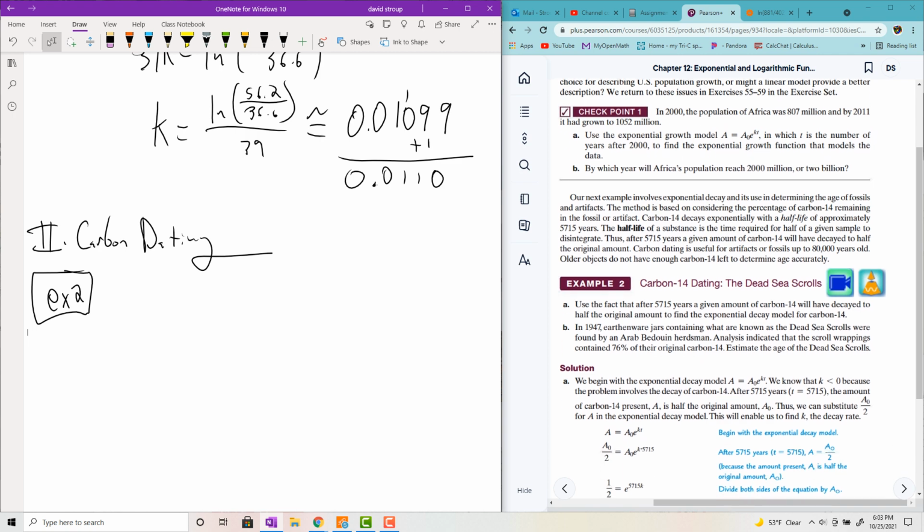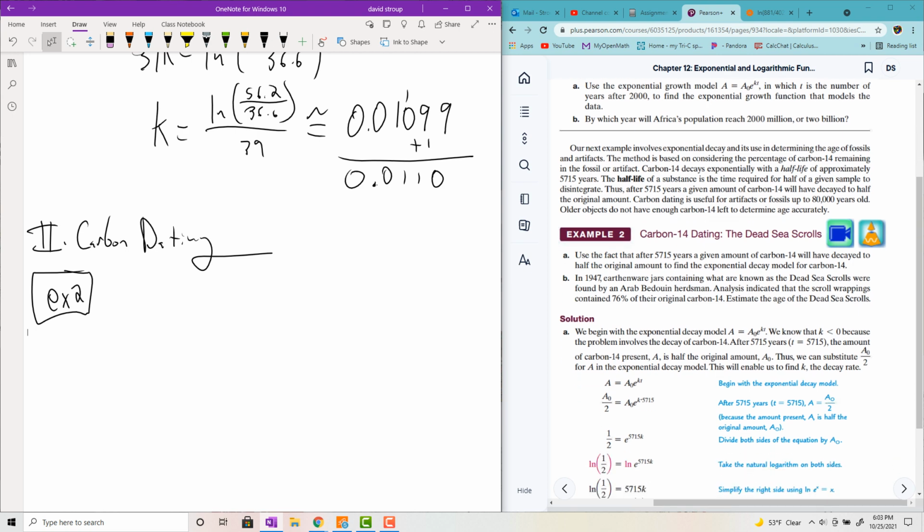Carbon dating is useful. They don't really explain how it works, but I believe it's a comparison between the carbon-14 in the atmosphere and the carbon-14 in the object that has started to decay. I think that has something to do with it. All right, so anyways, let's take a look. Example 2. Use the fact that after 5,715 years, a given amount of carbon-14 decays to half. So use the half-life, okay?